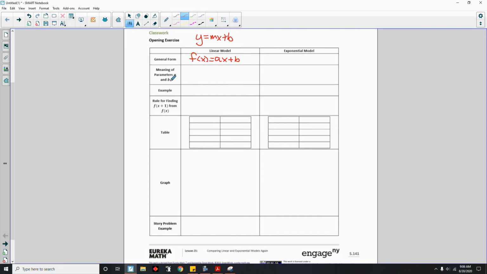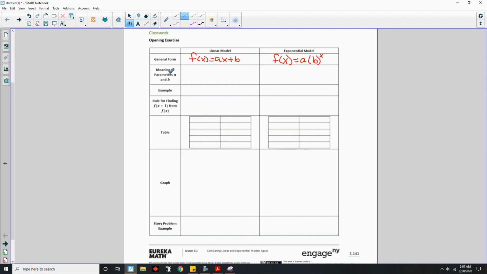Meaning of parameters a and b. They're going to ask us to use a and b here, so that's why I used a instead of m. So y equals mx plus b and f of x equals ax plus b mean the same thing. M and a are equal, f of x is equal to y, and the b's are the same. An exponential model would also be an f of x equals function. An exponential model has a number out in front, we'll get to that in a moment, a b in parentheses, and then an exponential variable.